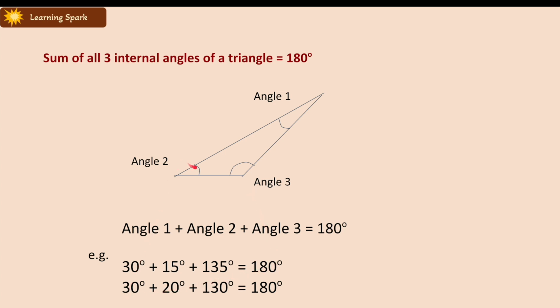For example, if this is 30 degree, and this is 20 degree, right, then the third angle will be 130 degree, because 30 plus 20 equals 50 and 50 plus 130 equals 180. So we can always calculate the third angle if two angles are given, because the sum of the three angles is 180 degree.